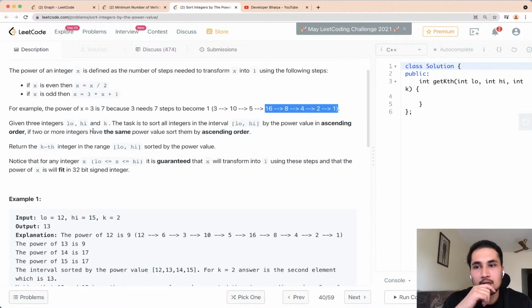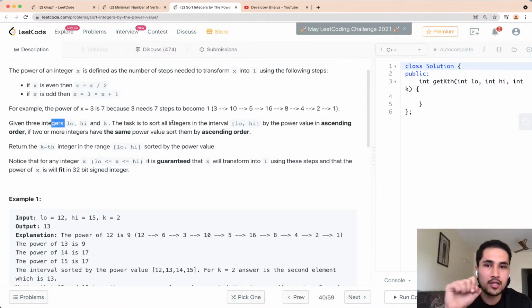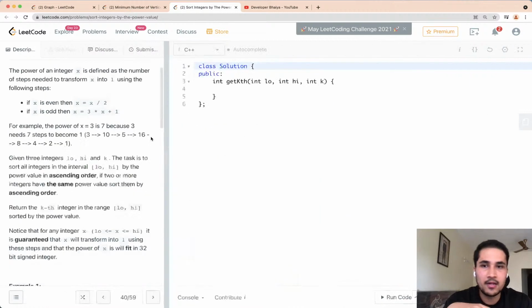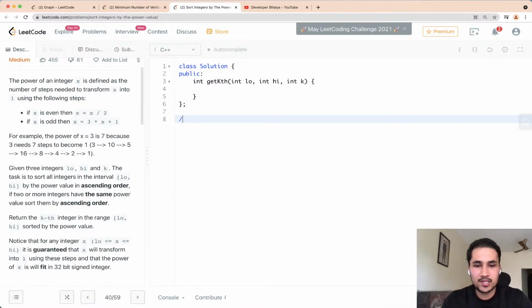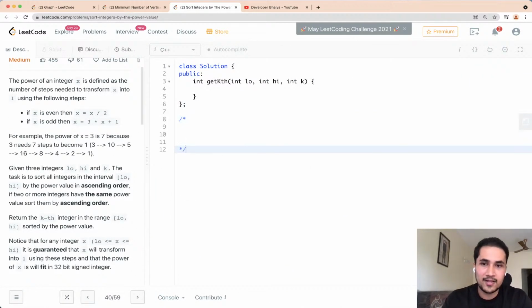Okay. We are given three integers, low, high, and k, and the task is to sort all the integers in the interval low to high, inclusive range. So make sure that you understand what this means, right? Generally, if you want to talk from a math perspective, I'm just going off the topic, but I feel that it's quite meaningful to talk about this.